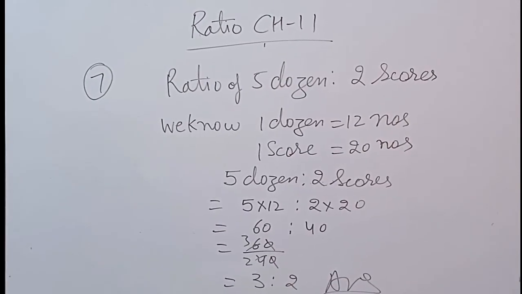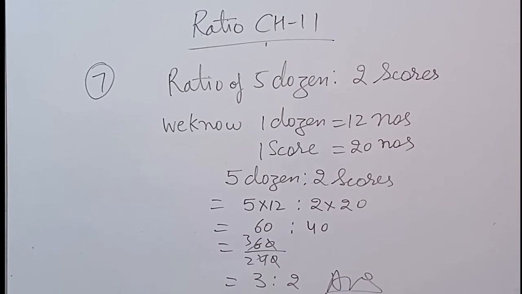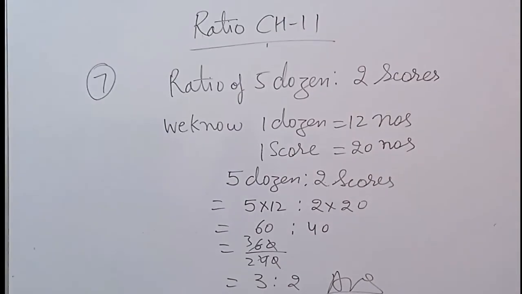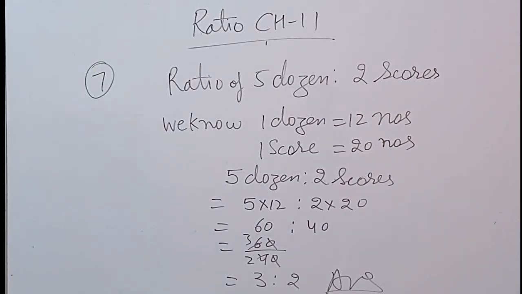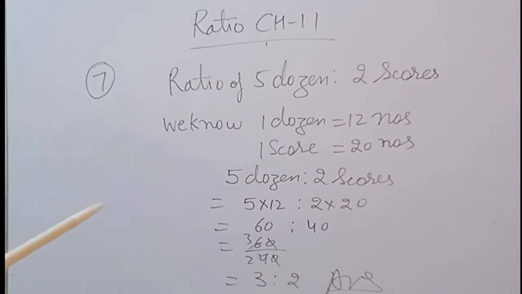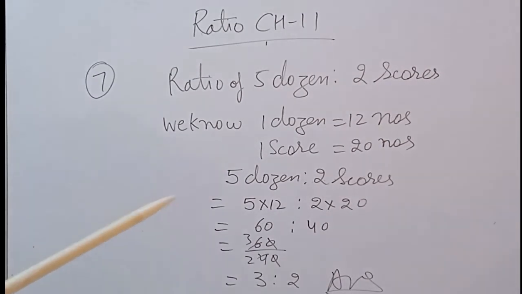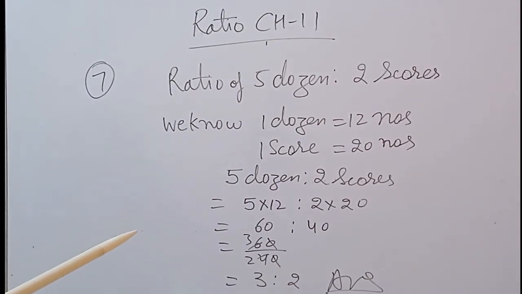Children, now I am taking question number 7 of the same exercise, chapter 11, exercise 11A. So what is the question? Find out the ratio between 5 dozen and 2 score. So first we have to know what 5 dozen is and what 2 scores is. So we know that 1 dozen equals 12 numbers and 1 score equals 20 numbers. So write down 5 dozen ratio 2 score, that is 5 into 12 ratio 2 into 20. So 5 into 12 we get 60 and 2 into 20 will give 40.